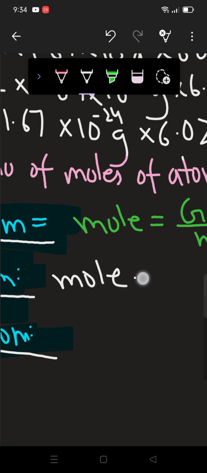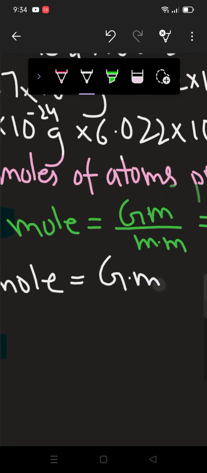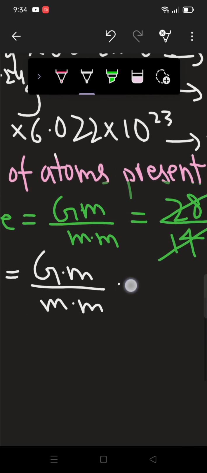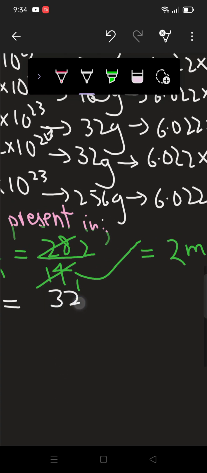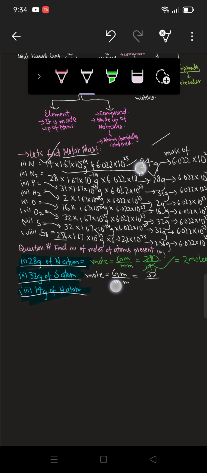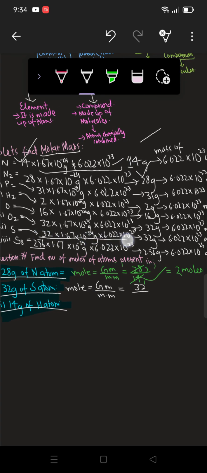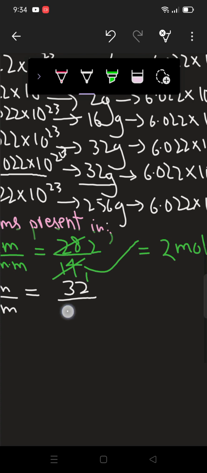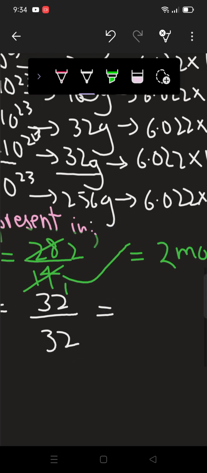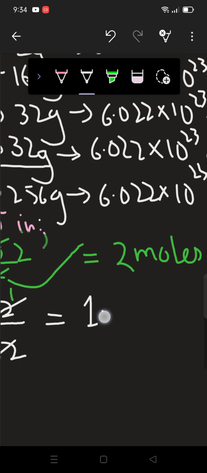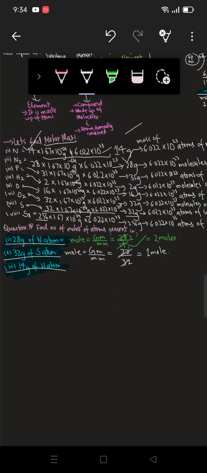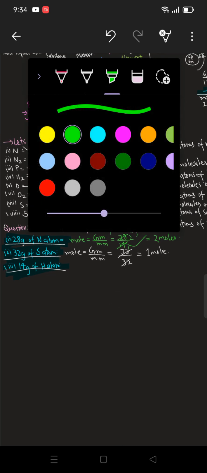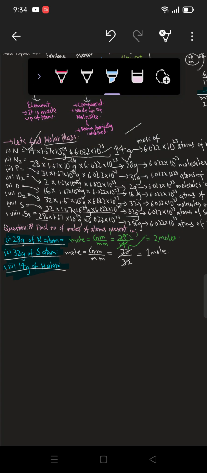Apply the same formula. Mole is equal to given mass upon molar mass. Given mass we have is 32 gram. So 32 gram upon the molar mass of sulfur, which we have already counted. It's here, right? And we have gotten 32 gram. So divided by 32 gram, 32 upon 32 we get 1 mole. So how many moles are present in the 32 gram of sulfur atom? There is only 1 mole present in the 32 gram of sulfur atom, right?